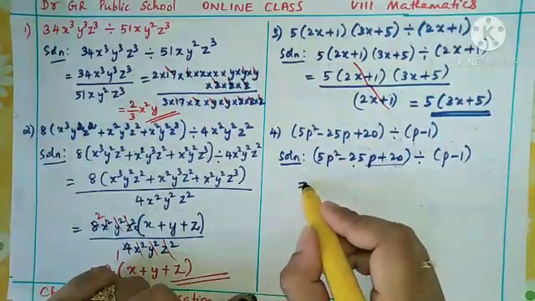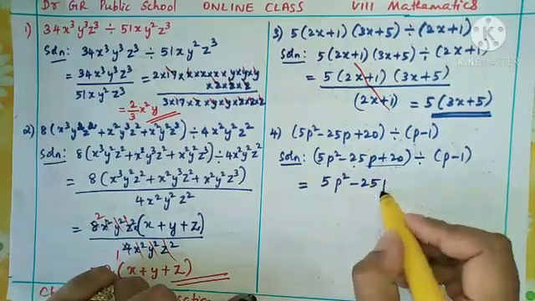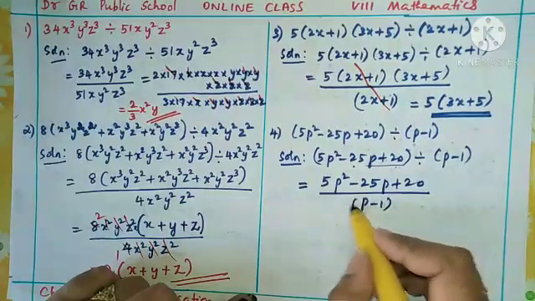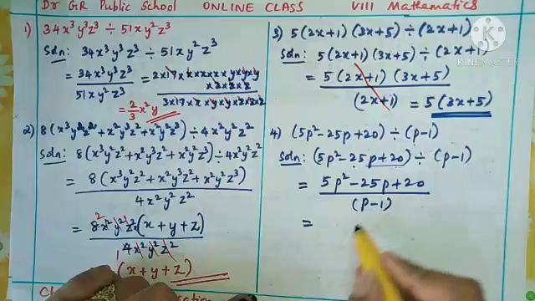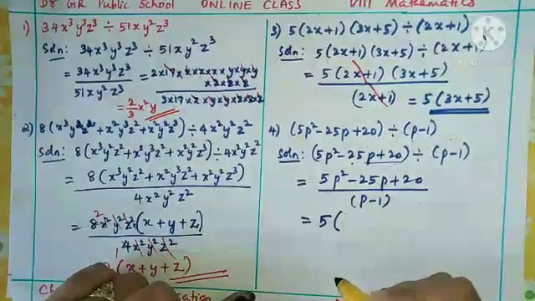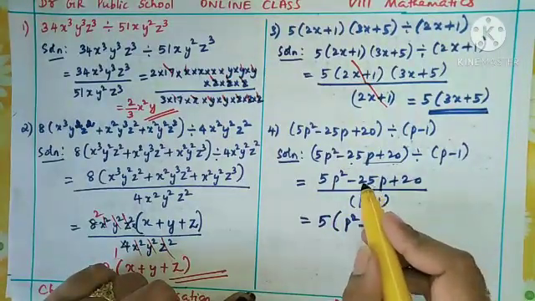Okay, so that is the thing we are going to do here. This is equal to, first you want to write in numerator by denominator form, 5p square minus 25p plus 20 by p minus 1. Okay, now you are taking 5 common from all these. So if you take 5 common, start a bracket. What are the remaining terms? Here 1p square, here 25.